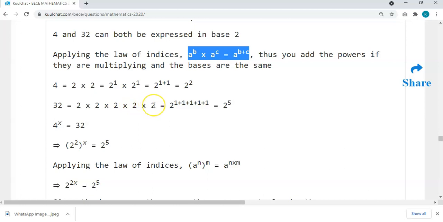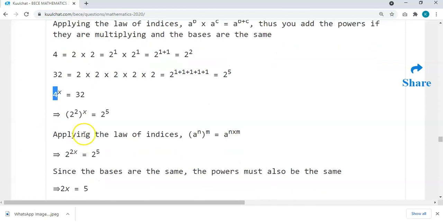16 times 2 gives you 32. Then all of them have to the power 1, 1, 1. Okay, so from the law of indices, you can add the powers. So you have 2 to the power 1, you add this one, you add this one, you get 2 to the power 5. So you replace 32 by 2 to the power 5, and you replace 4 by 2 to the power 2.